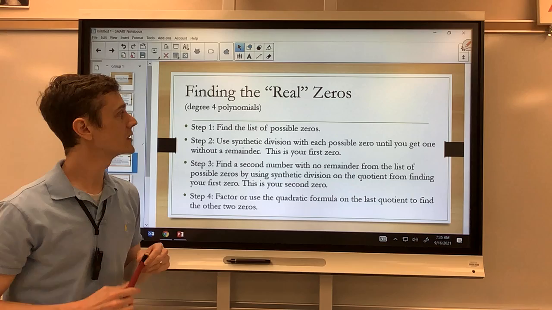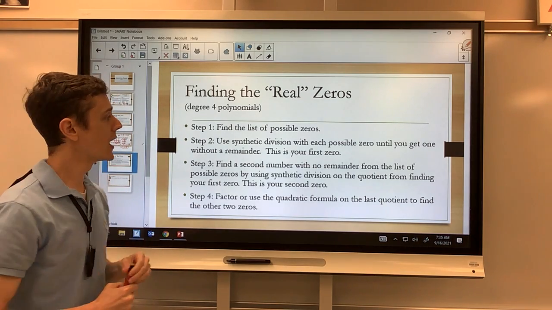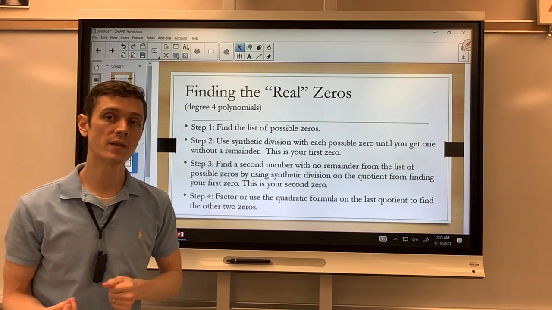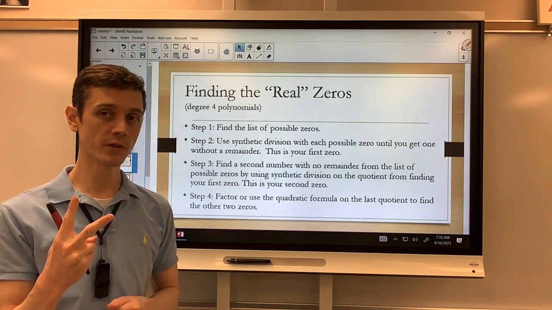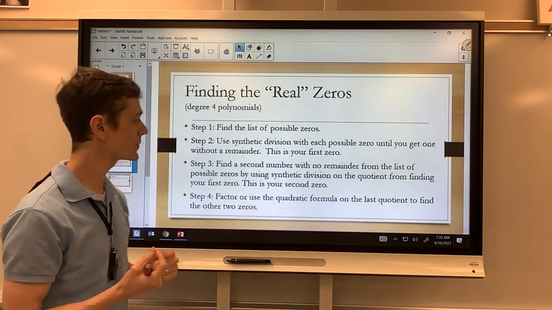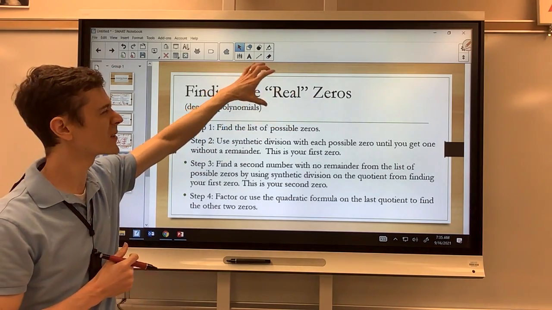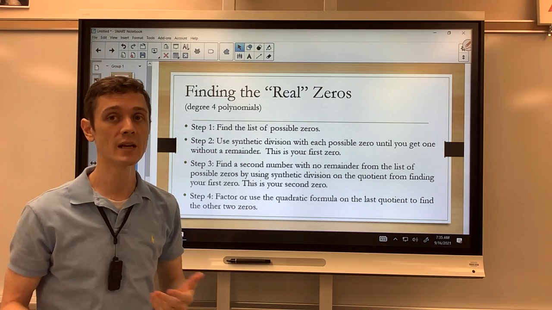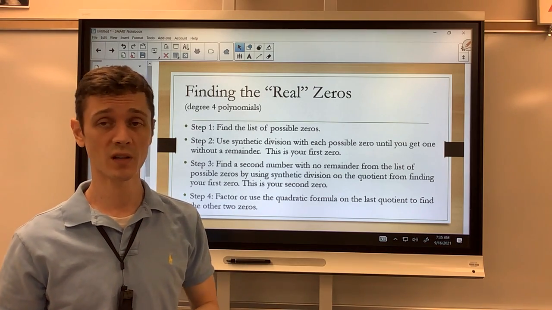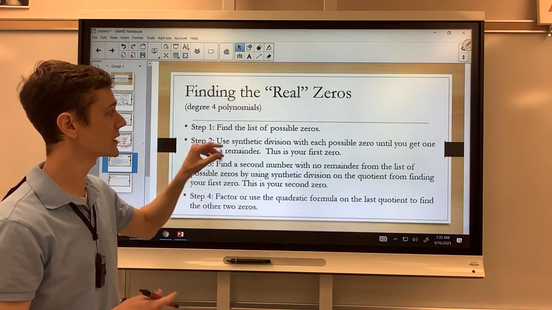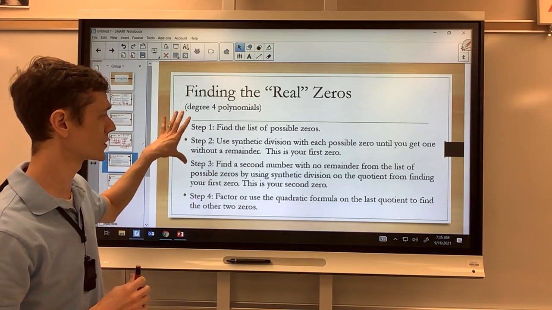Now let's talk about the degree 4 polynomials. For the degree 4 polynomials, the difference is that we need to find two numbers that are zeros by using the synthetic division process. Now you'll notice I also changed this to finding the real zeros, not the rational zeros. Whenever you see them specify real, that's a good hint that your answers might not be numbers that can be written as fractions. So you're probably going to have square roots in your answers. That is a good thing to keep in mind when you're doing these problems and looking at the directions.